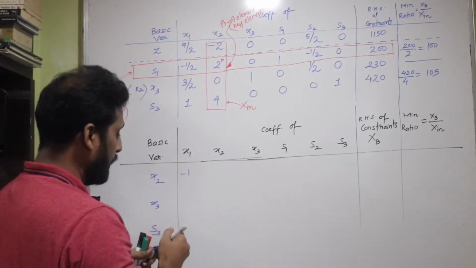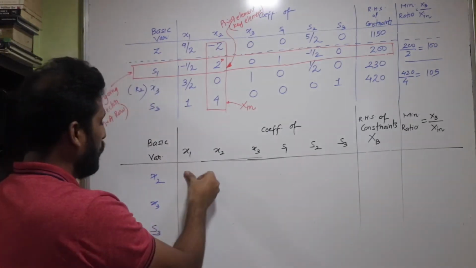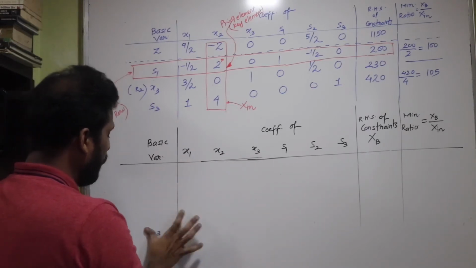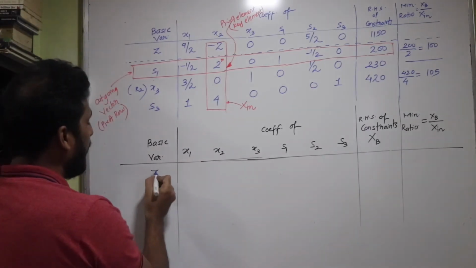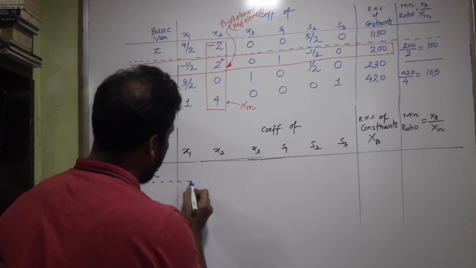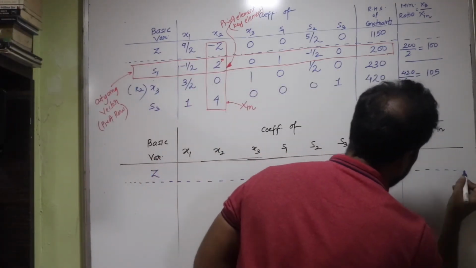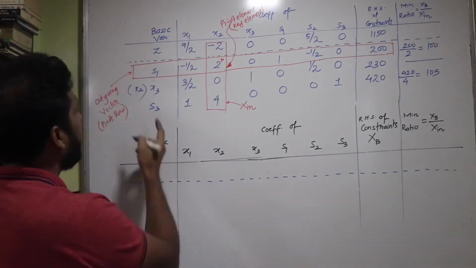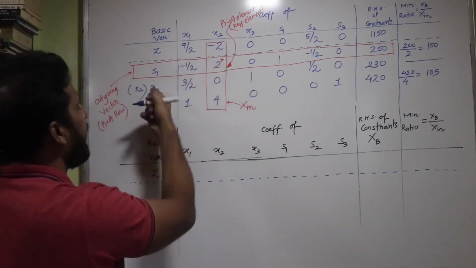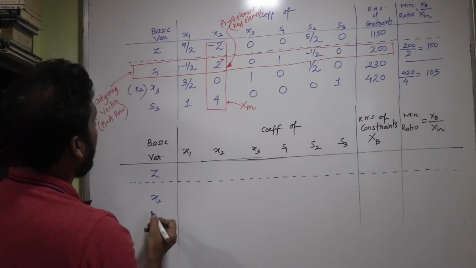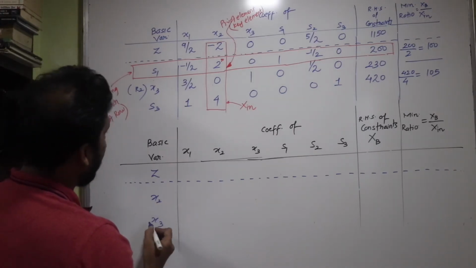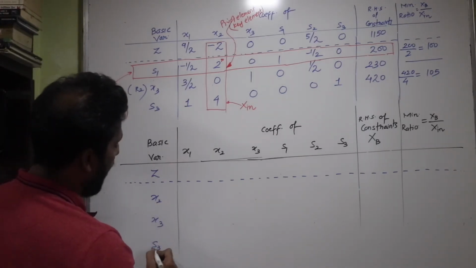Okay, so I need to write Z also. Sorry for that. Let's write first of all Z. I'm going to write here Z separated with a dotted line or the dashed line, isn't it? And we'll keep it aside. Then the next was S1 has gone out and X2 has taken its place. So X2 is going to come. Then there is X3, and finally you will have S3.